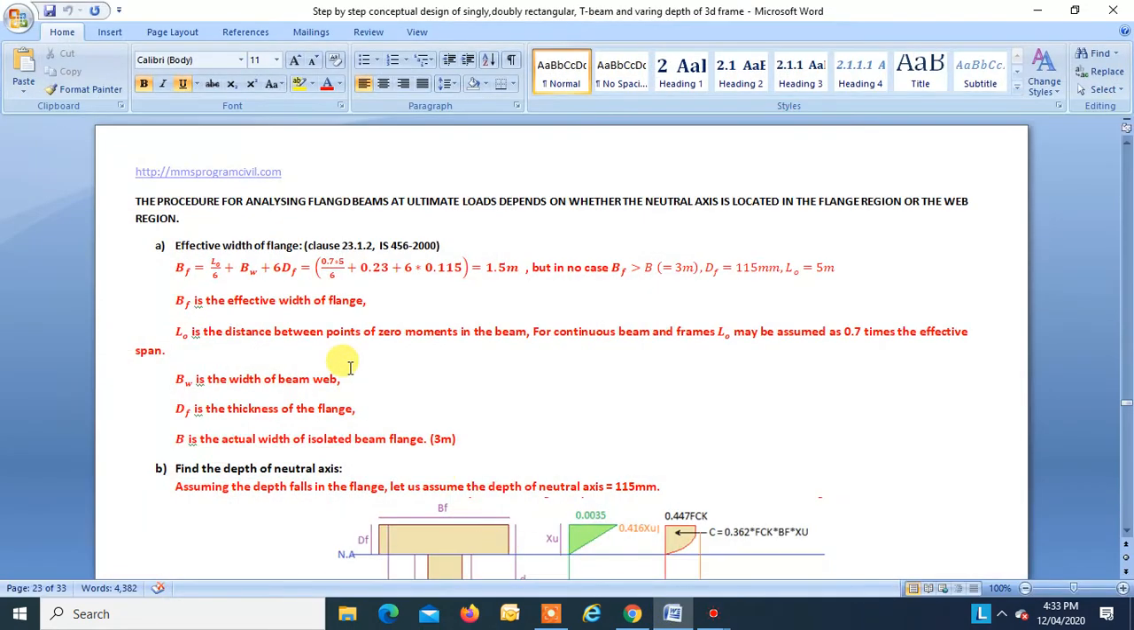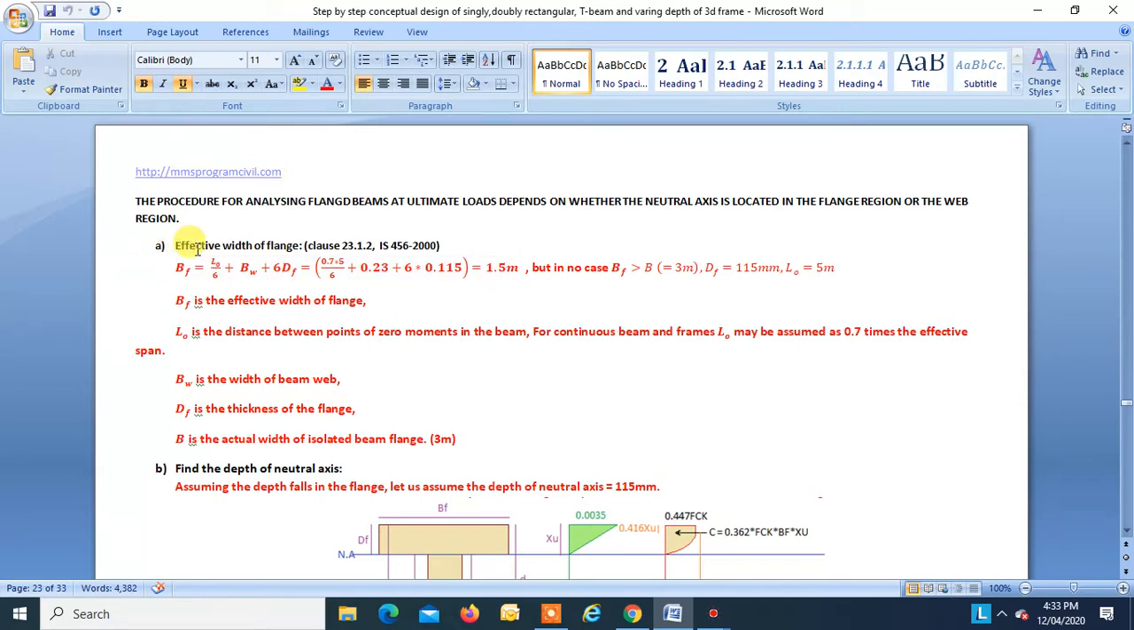So this is what this means. Okay, this line tries to explain that the procedure for analyzing the flanged beam and the ultimate load depends upon whether the neutral axis is located in the flange region or the web region. So we will have to assume first a depth of neutral axis and then find whether the neutral axis falls in case 1, case 2, or case 3, okay. So let's start the design.